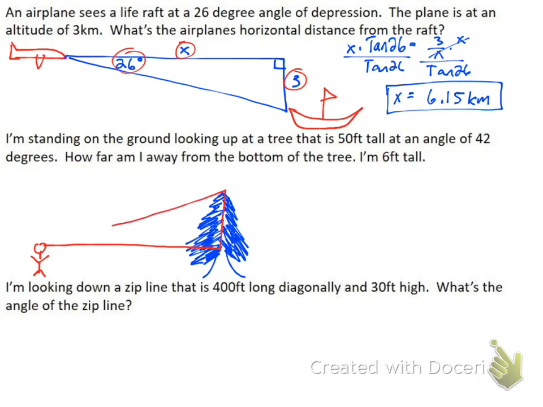So here's my triangle. Drawing a regular triangle since I'm looking up. Let's see, I'm looking up at 42 degrees. The tree, this entire thing, is 50 feet tall. And then I want to figure out x, how far I am away from the bottom of the tree. And so again, what I got to make sure is that I'm taking into consideration this length right here, which is 6.